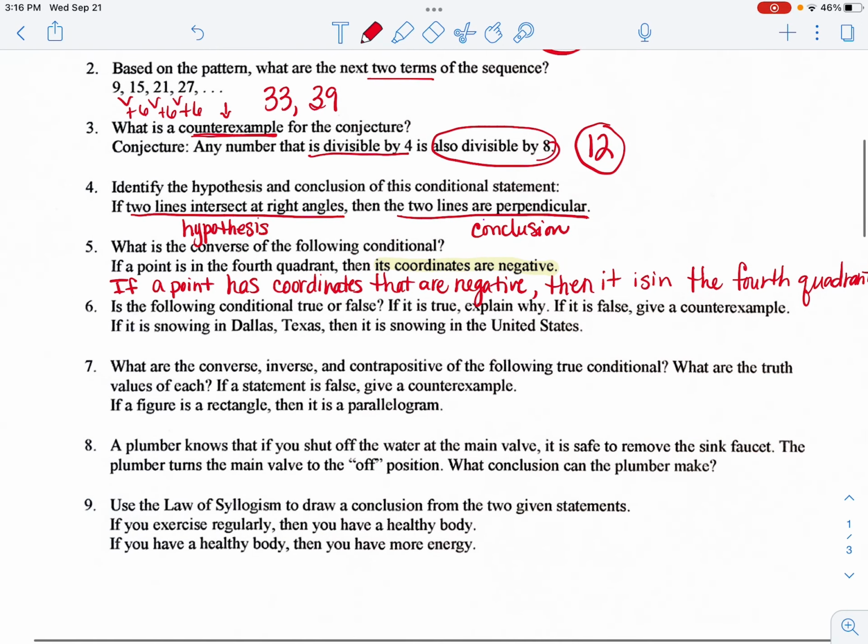Okay, again, we just switched it. We took that then part and put it first, and then the if part and put it second. So that's the converse, is you just switch them.